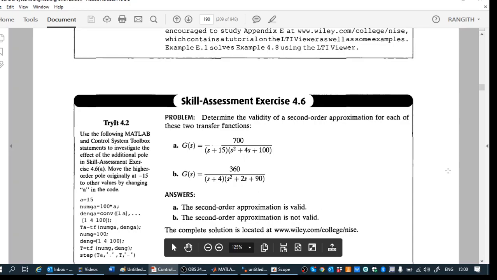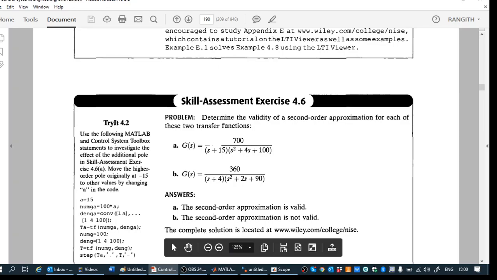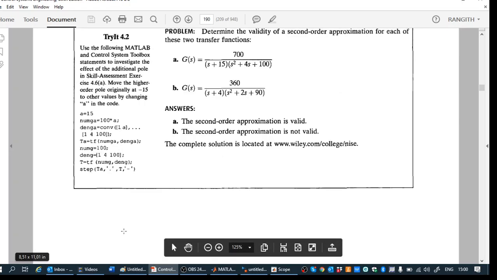Now you can try skill assessment 4.6. Again, if you want to, you can try this on Simulink. The answers are given here. You can actually try it and see if it is indeed true using Simulink. They have also given you the MATLAB code to give a try here.